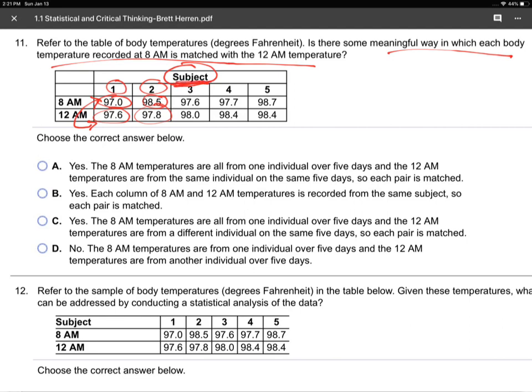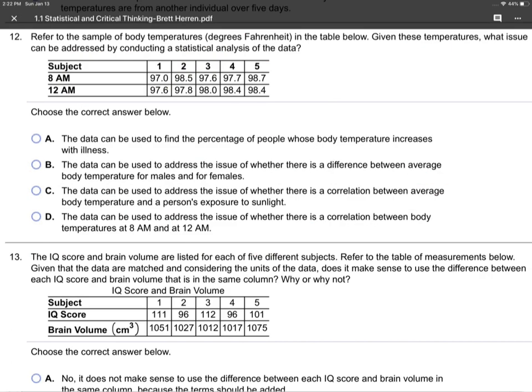So yes, the 8 a.m. temperatures are all from one individual. No, that's not it. Yes, each column of 8 and 12 is recorded from the same subject. Let's see what's wrong here. The 8 a.m. temperatures are all from one individual. No, they're not. That's crazy. All right. Let's move on to number 12.